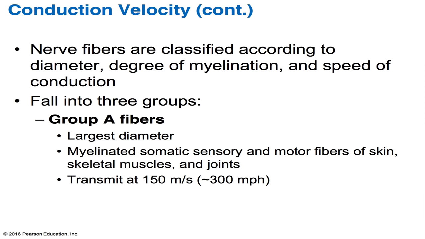Nerve fibers are classified according to diameter, the degree of myelination, and the speed of conduction. They fall into three groups: group A fibers, group B fibers, and group C fibers. Group A fibers have the largest diameter. We find them in myelinated somatic sensory and motor fibers of the skin, skeletal muscles, and joints. Their speed of conduction is about 150 meters a second, which translates into about 300 miles per hour. So this is very fast, and this is what we find in saltatory conduction.